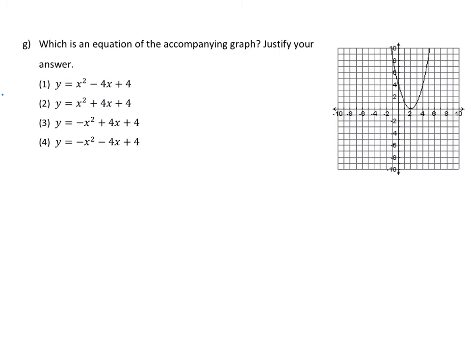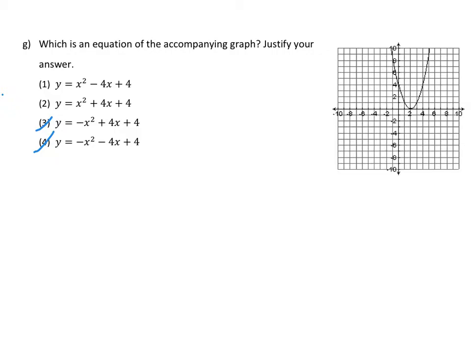Letter G. This is something you might see on a Regents exam. Which is an equation of the accompanying graph? Justify your answer. Okay, so we've got 4 choices here. First of all, without doing any actual calculations, look at your parabola. Our parabola opens up, which means I know that the x squared coefficient is positive. Automatically, I can eliminate 3 and 4.